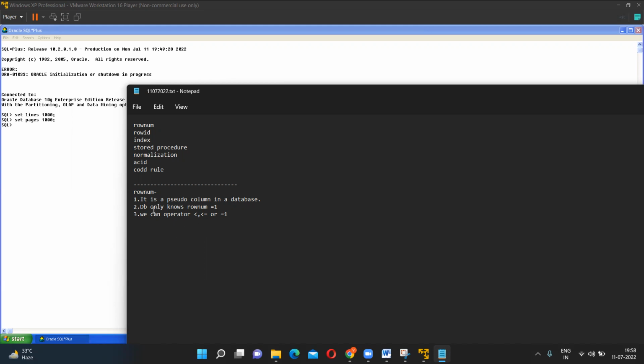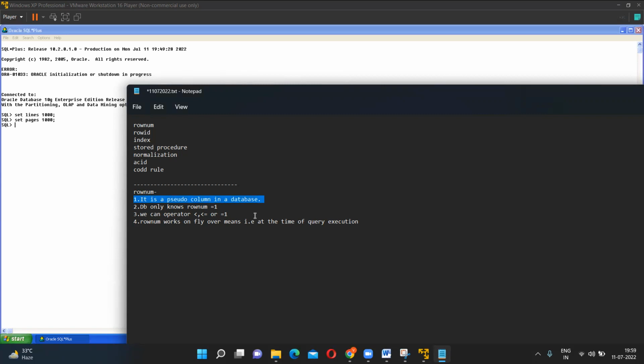Fine, guys. Rownum is a pseudo column in a database. Database only knows Rownum equals to 1. We can use operators less than, less than or equal to, or equal to 1. Next, what other thing you want to know about Rownum is that Rownum works on flyover. Flyover means what, guys? That is, I will write, that is at the time of query execution. So at the time of query execution, Rownum works. Okay. So these 4 points keep in your mind.